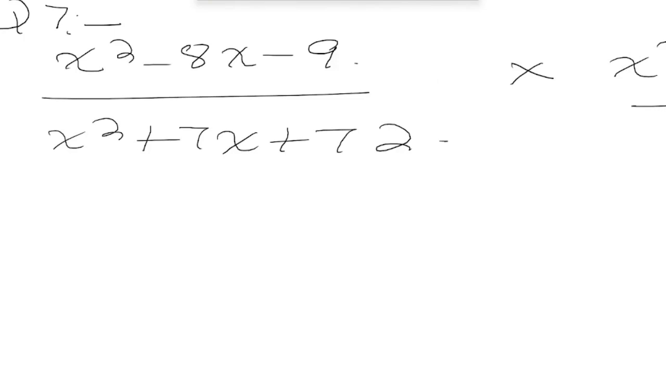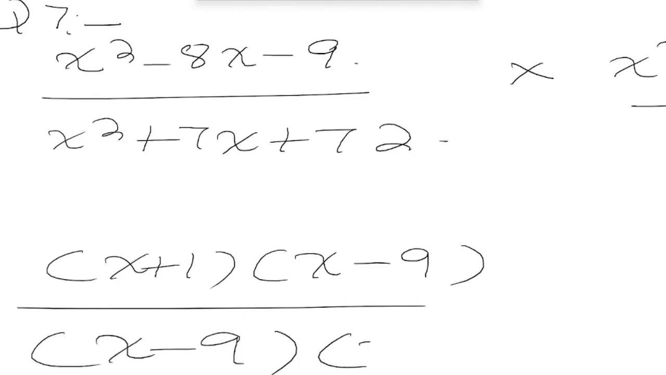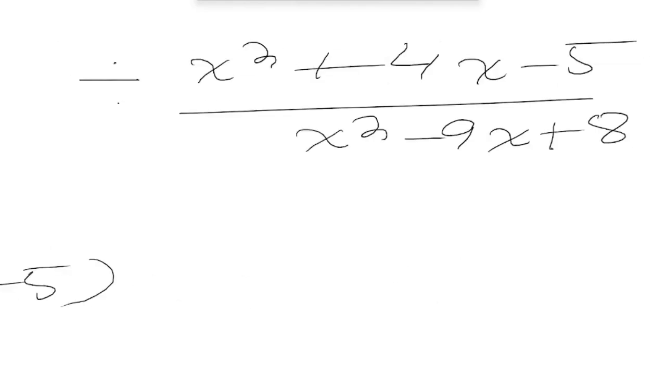So x square minus 8x minus 9, we need to find the factors. So the factors for this quadratic equation are x minus 9 and x plus 1. Same as for the denominator, the factors you get are x minus 9 and x minus 8. Then you multiply x square minus 25. The common between these both is x plus 5 and x minus 5. Why? Because x square minus the square root of 25, which is 5. So we will write x plus 5 and x minus 5.